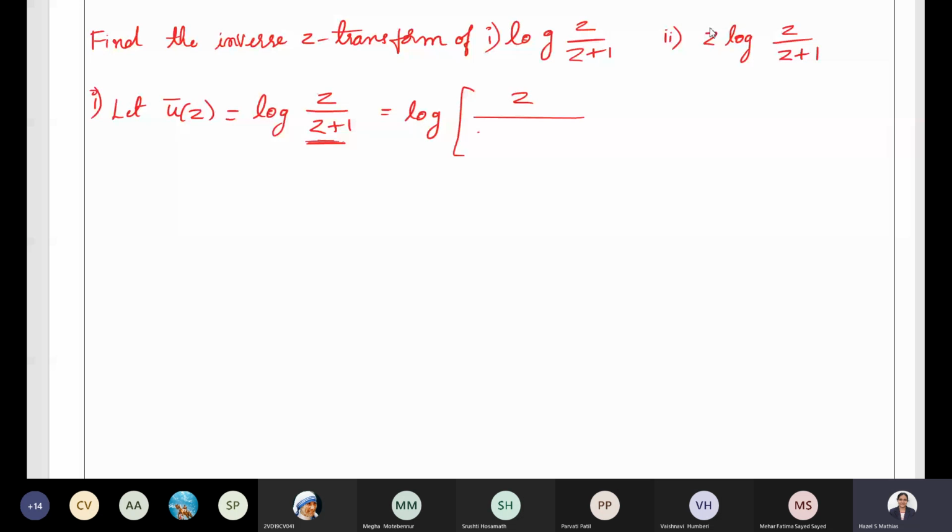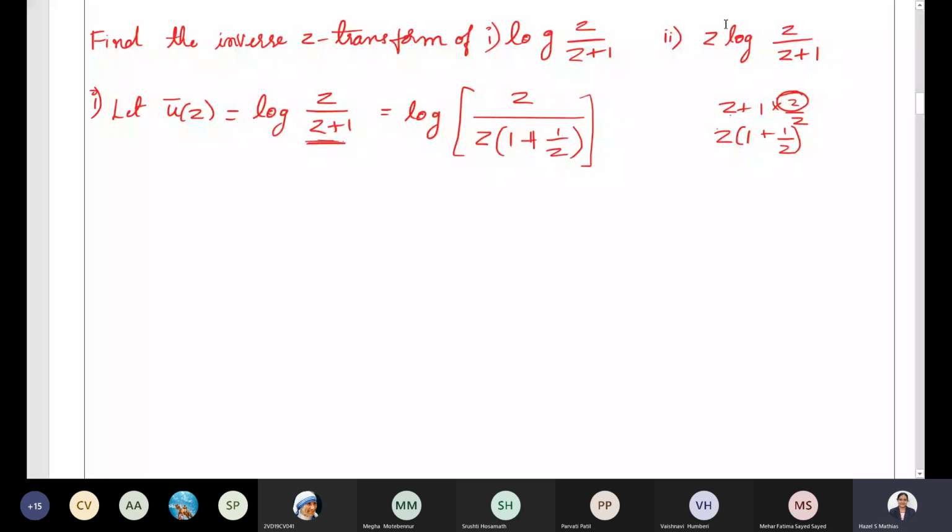Z plus 1. From that, if I take z outside, what remains? From both the terms take z outside, what remains? 1 plus 1 by z remains. Am I correct? Z plus 1 is there. From this you take z here, so what remains? 1. But here there is no z term, so you have to multiply and divide by z. This z you take outside, what remains? 1 by z remains. Am I correct? Is it correct?